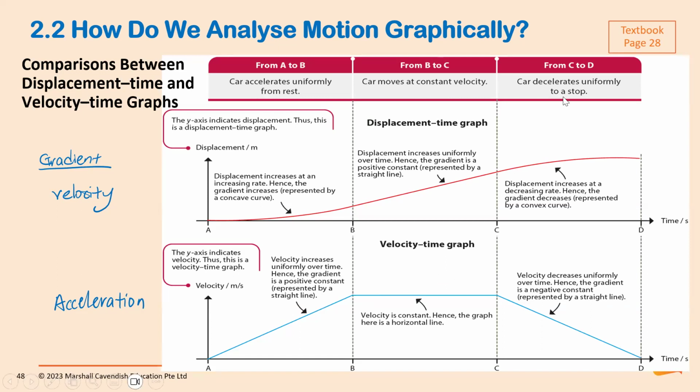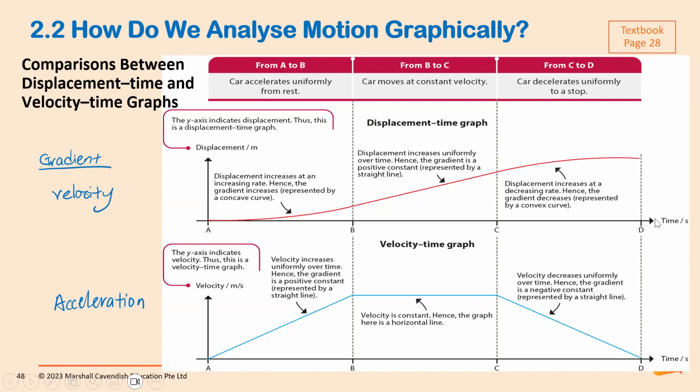Okay, and then the last part, it says that the car decelerates uniformly. So again, decelerates means negative acceleration. It means I am going to look at the velocity time graph first because it gives me the acceleration. Negative acceleration means negative gradient. So my line should be sloping down. And it's constant. Uniformly means constant. It should be a straight line going down and all the way to zero because it comes to a stop. Velocity is zero at a stop.